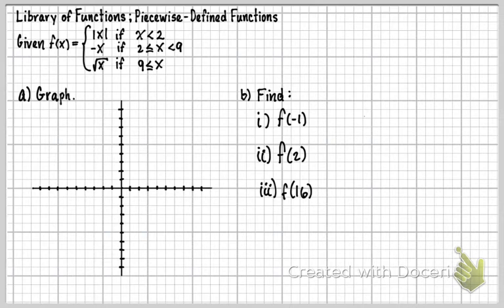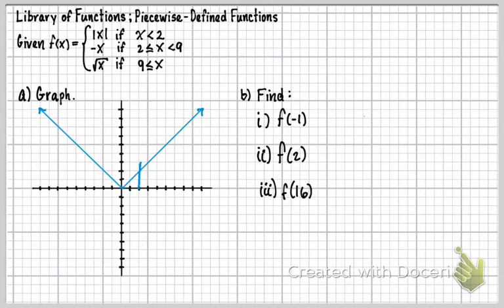So the first function is the absolute value function. So if I was just to graph that, it would look like this. And then it would also come out this way. But this function says here, it's the absolute value function if x is less than 2. So I go to where x is 2 is at, and that's here. And the function only goes up to 2, and it can't be 2.